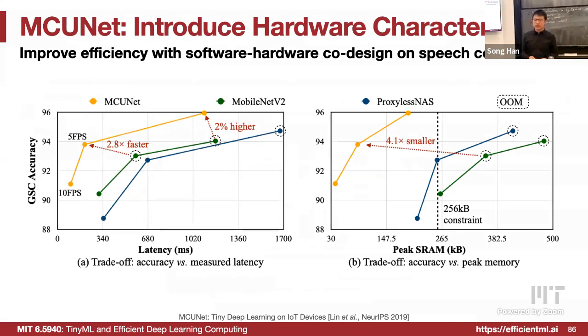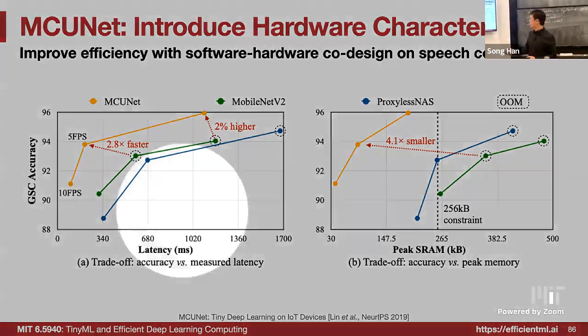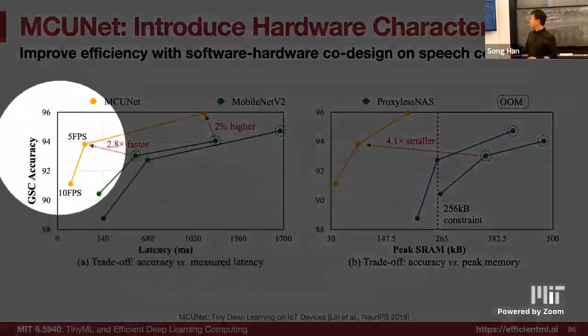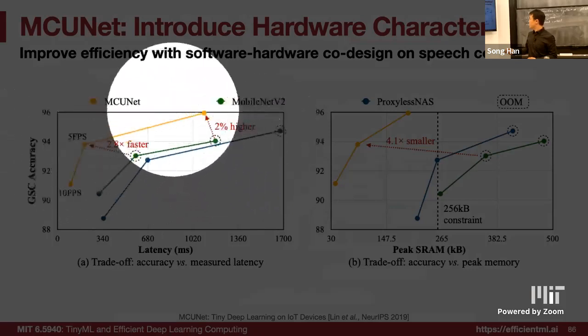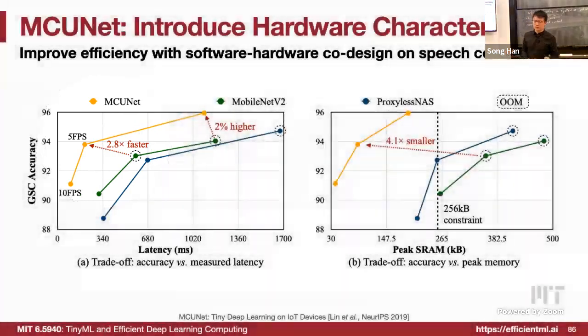And MCUNet can also improve the efficiency on the speech commands dataset. We have a lot of speech commands, and we want low latency and high accuracy. So this is comparing MobileNetV2 with Proxyless NAS versus MCUNet, which is on the good frontier.